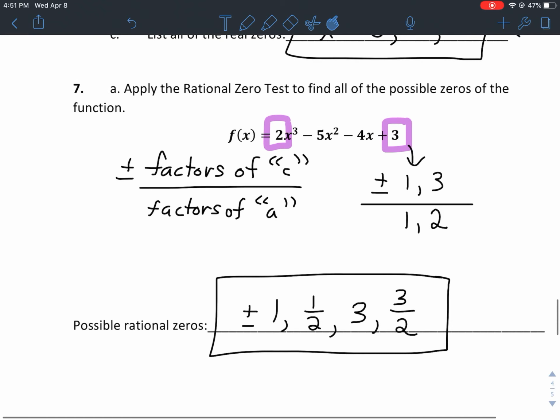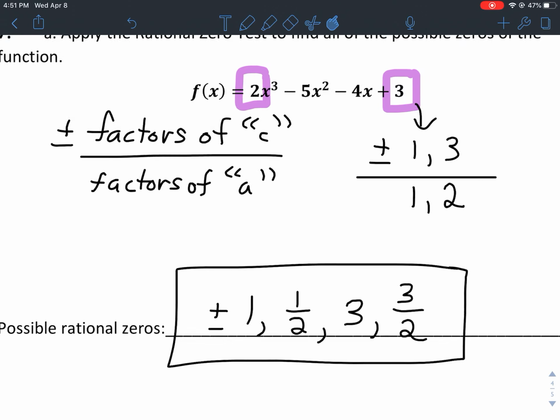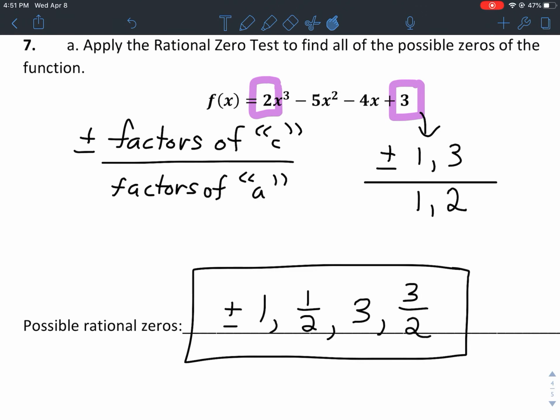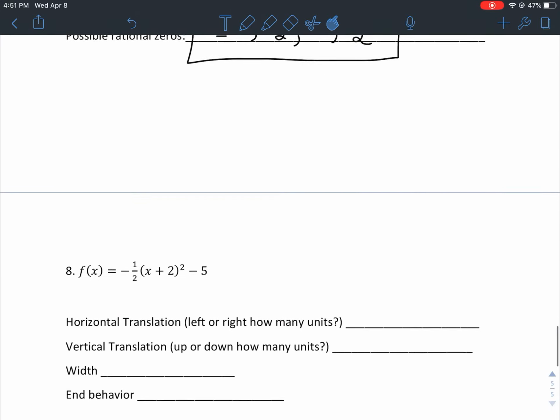But right now we have a list of, a lot of people would say it's 4 possible rational zeros, but it's actually 8 because it's plus or minus each of these. So we have 8 possible rational zeros. If we wanted to figure out the actual zeros, we'd start with 1, plug 1 into the original polynomial, and see if you get 0. If you do, then you can use synthetic division and then eventually factor that polynomial.